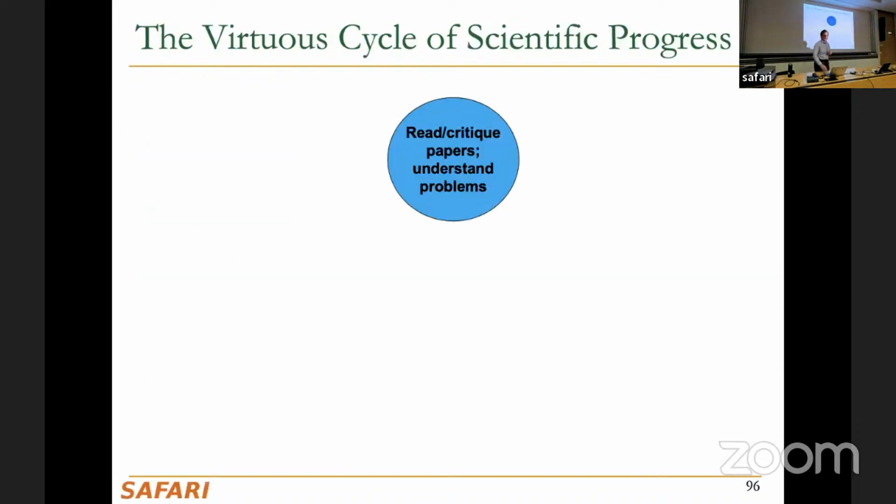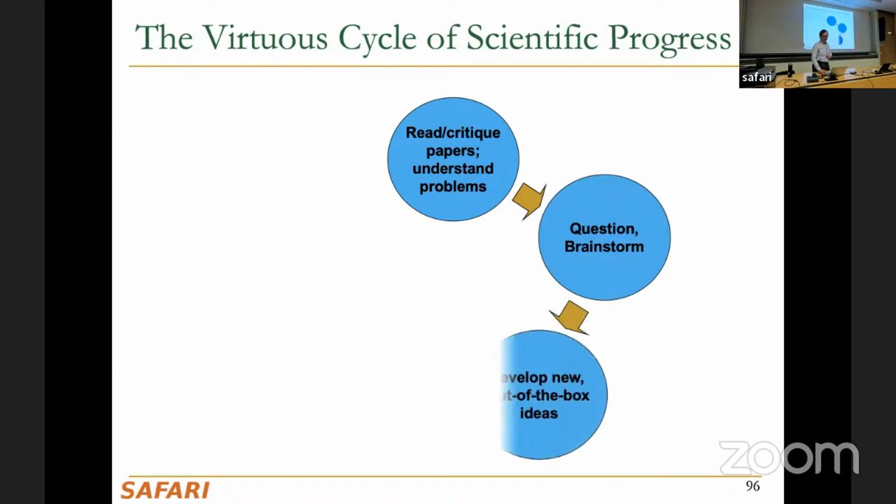Okay, so this is the virtuous cycle I promised. And I think that we're going to take a break right after this. Basically, a lot of scientific progress happens this way. Not everything happens this way. Sometimes you can come out of the box also, but you read and critique papers or develop some background, understand the problems, and then you question and brainstorm. And then hopefully you develop new out-of-the-box ideas based on that critical thinking.